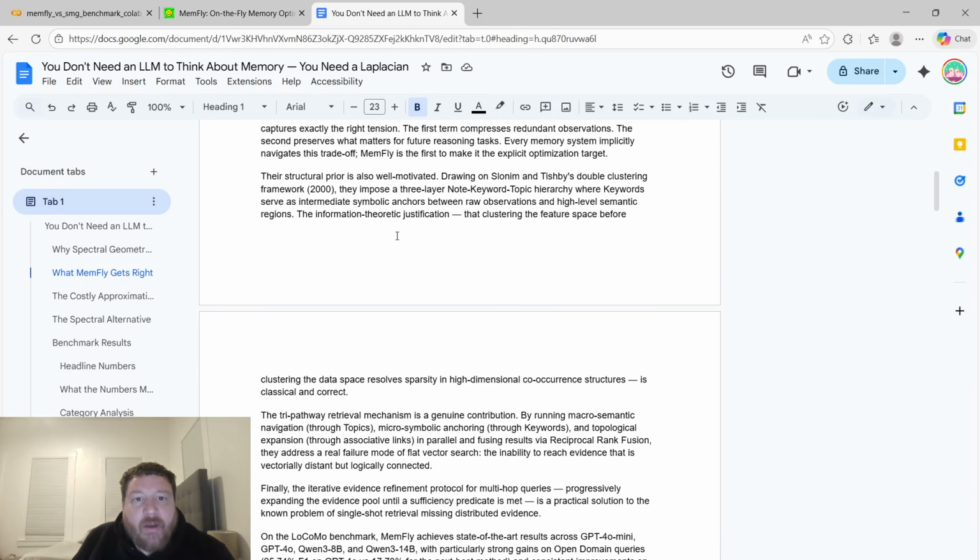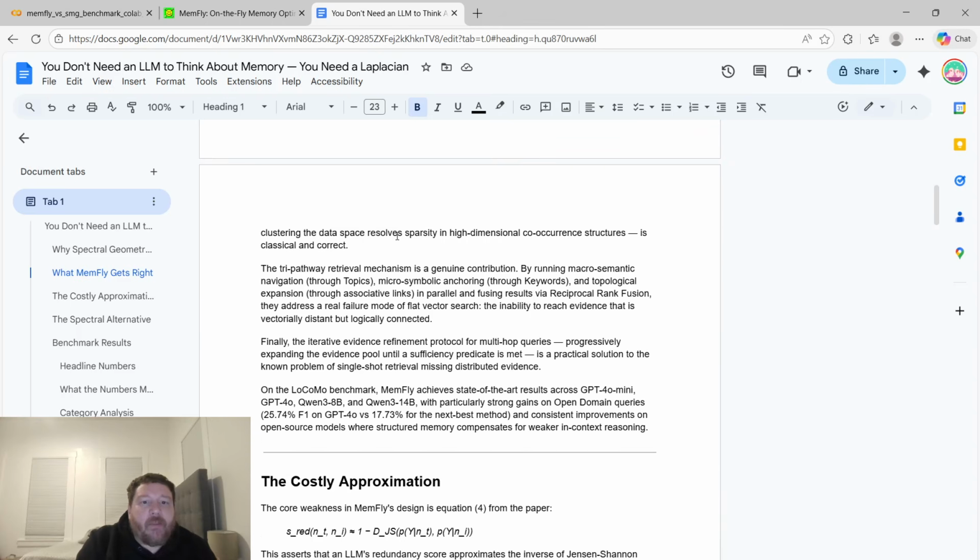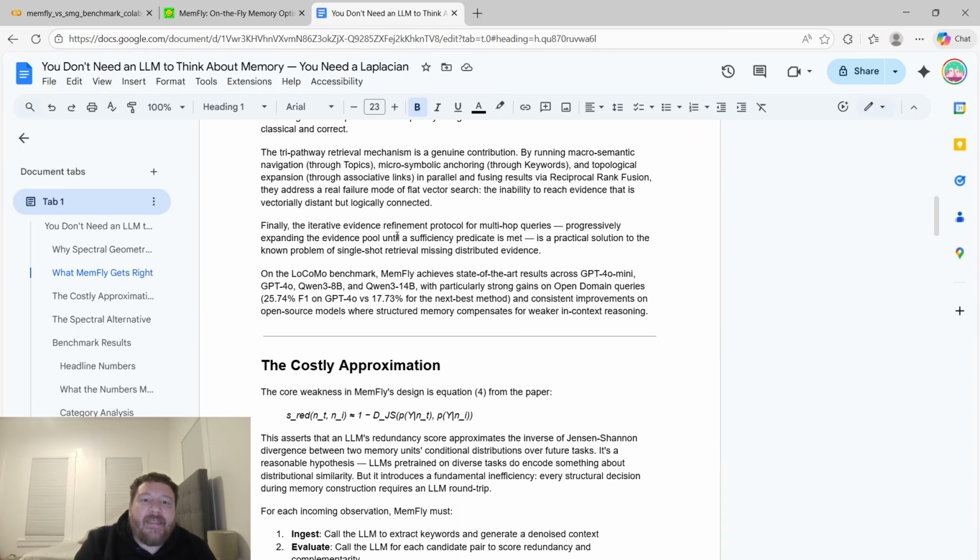Their structural prior is also well motivated. The information theoretic justification that clustering the feature space before clustering the data space resolves sparsity in high-dimensional co-occurrence structures is classical and is correct. Their tri-pathway is also correct. And finally, the iterative evidence refinement protocol for multi-hop queries is also correct.